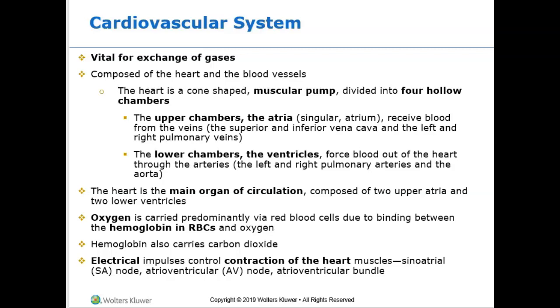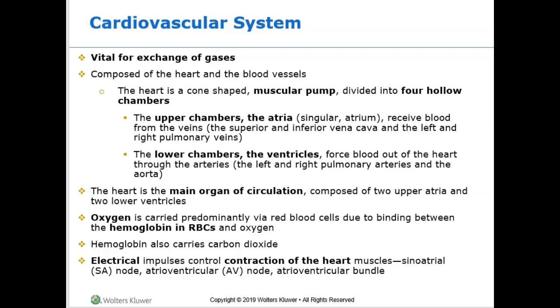We know that the heart has 4 chambers. The 2 upper chambers are called the atria, and they receive blood from the veins, the bigger ones being the superior and inferior vena cava, and the left and right pulmonary veins. The lower chambers are called the ventricles, and they force blood out of the heart through the arteries, the left and right pulmonary arteries and the aorta. The left ventricle is the larger of the two, because it is the pump that pushes the blood out of the heart to the body. So it has to have more muscular force behind it.